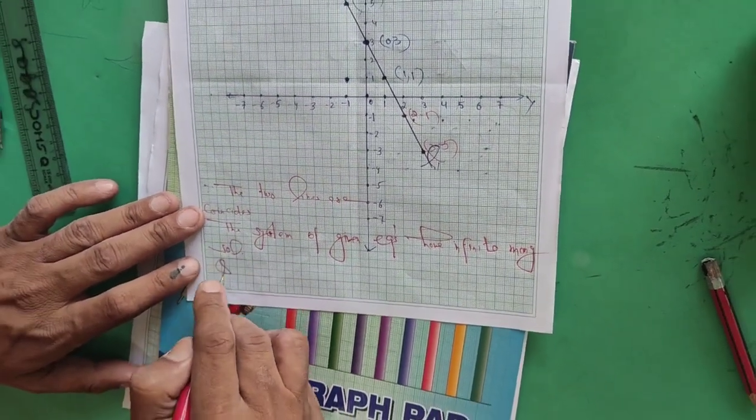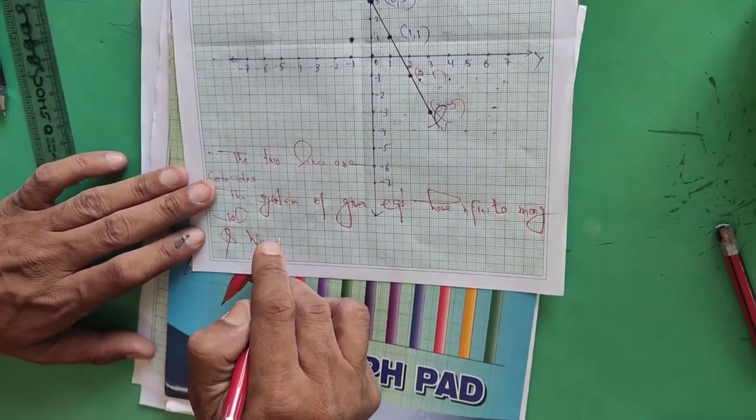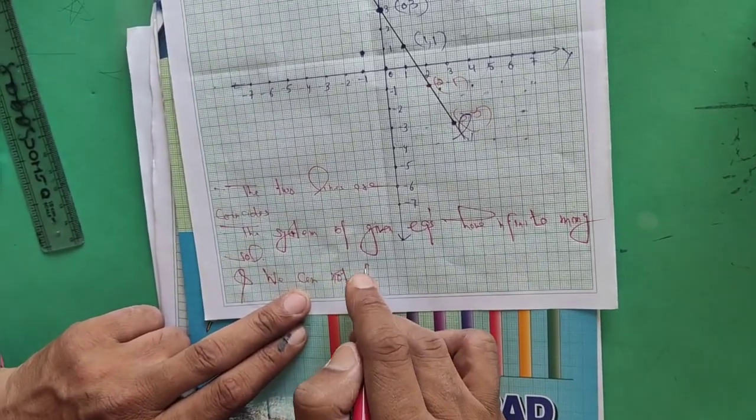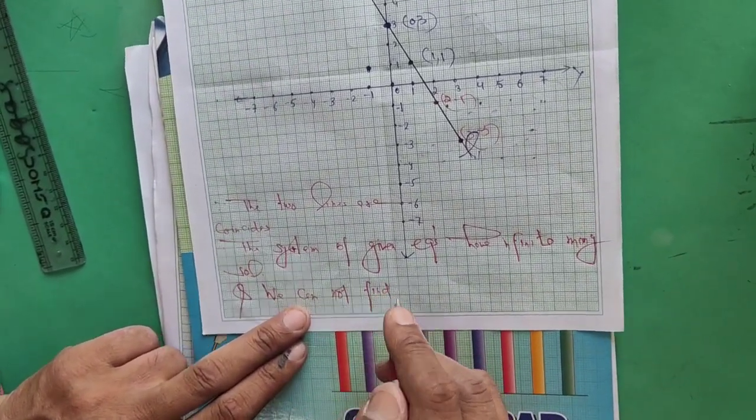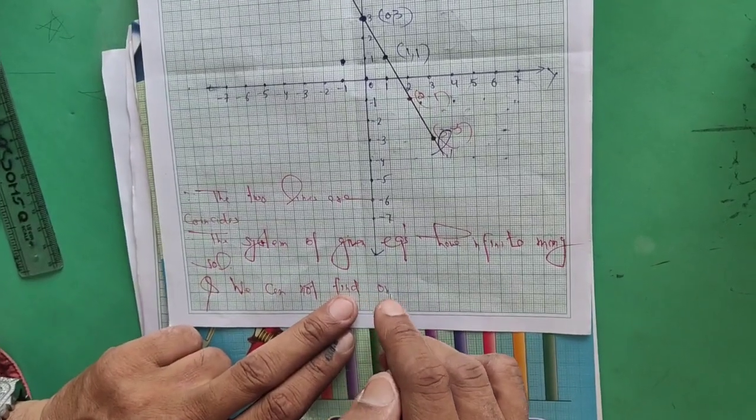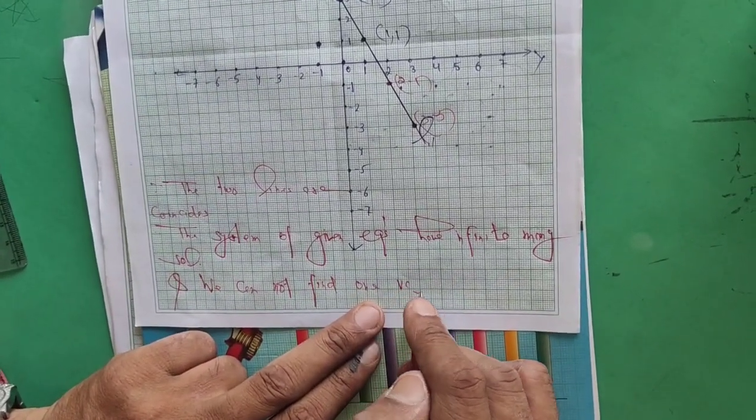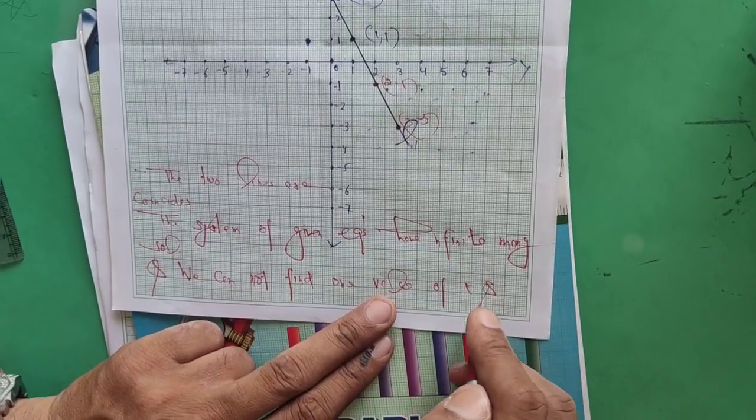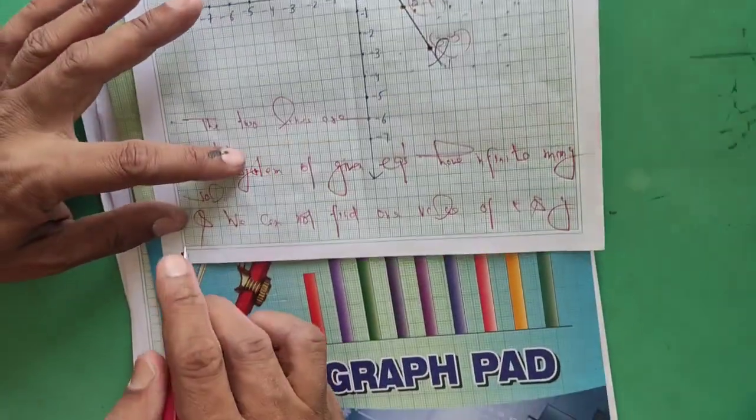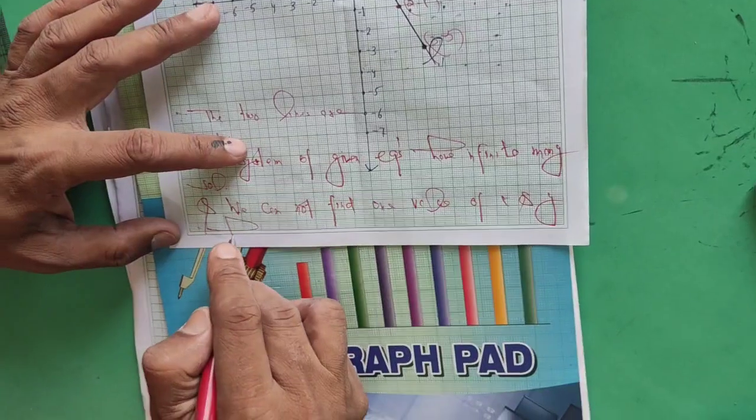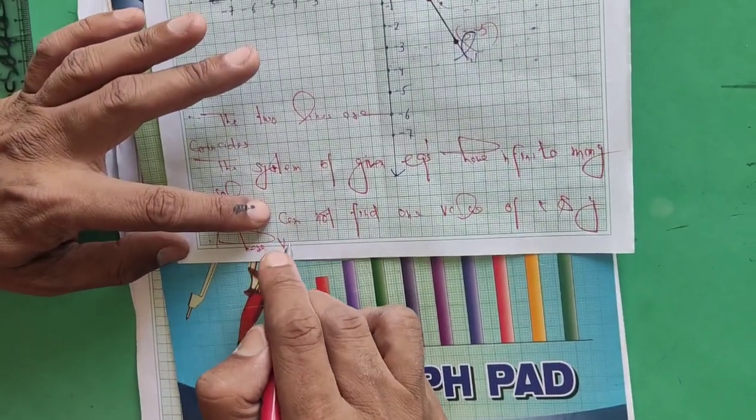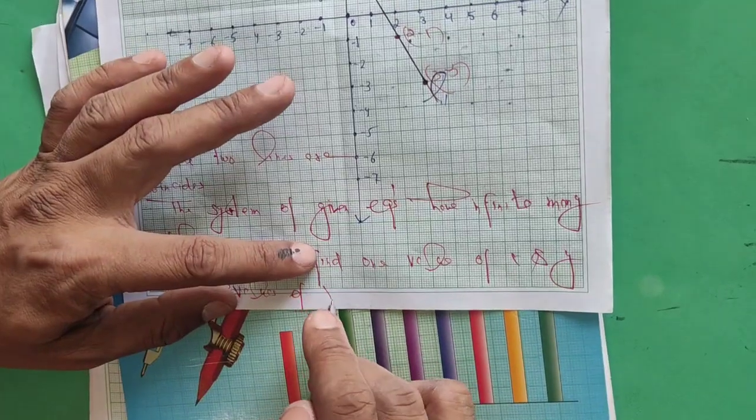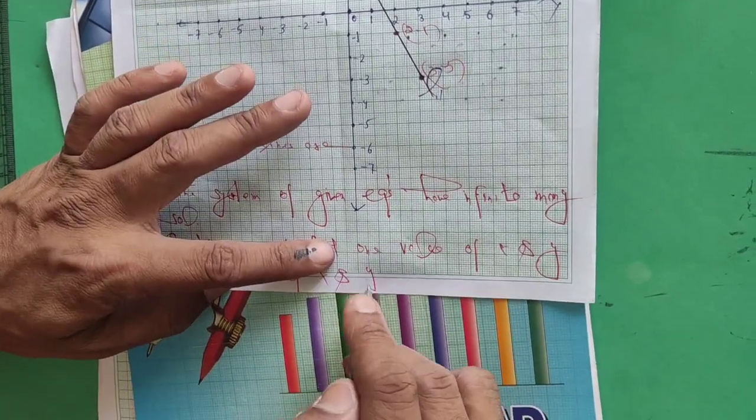And we cannot find one value of x and y, because here the values of x and y are infinite.